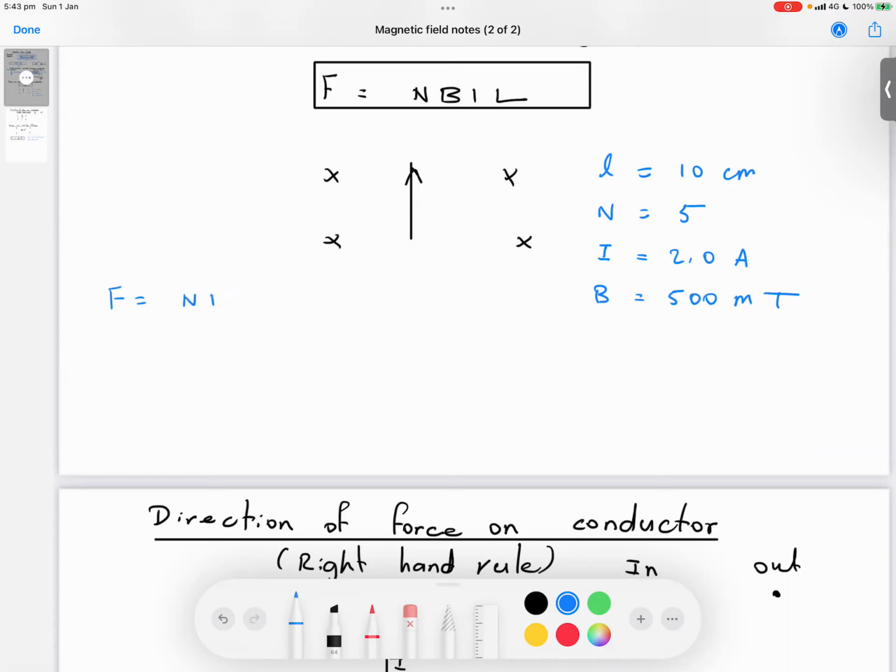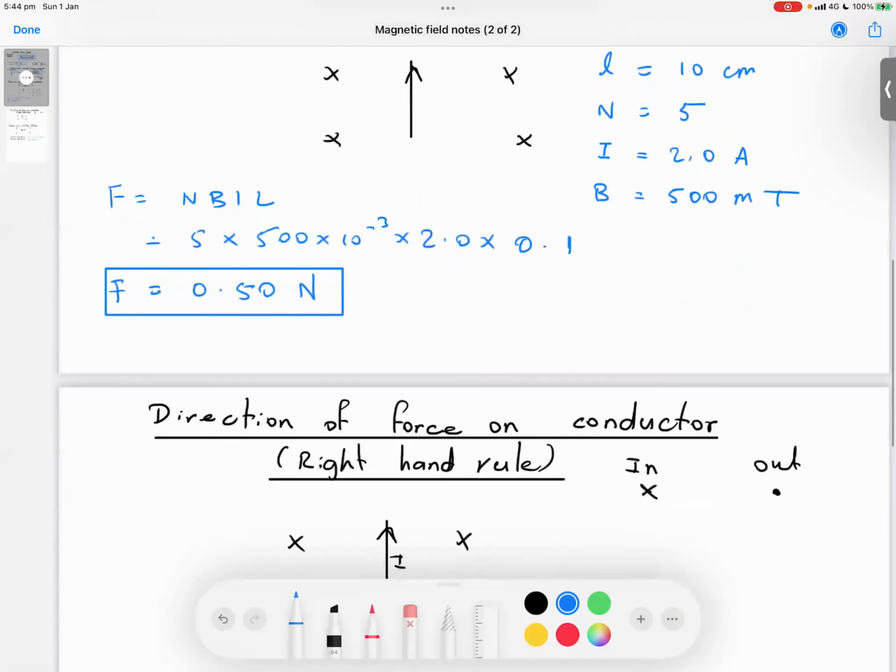So F equals NBIL. So if it's 5 wires bundled together, that's 5 times B, that's 500 milliteslas. So that's 500 times 10 to the minus 3 Tesla times the current, 2.0 amp, times the length. If it's 10 centimeters of wire in the presence of the field, then that would be 0.1 meters. We've got to use meters as a standard unit. And if we put all that through the calculator, you can check my working out, but I understand that comes out to 0.50 newtons.